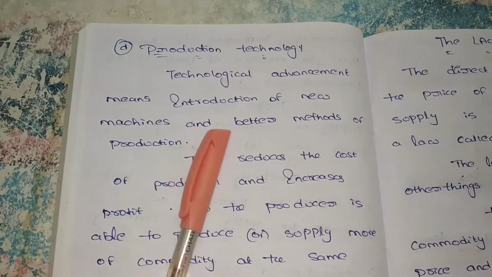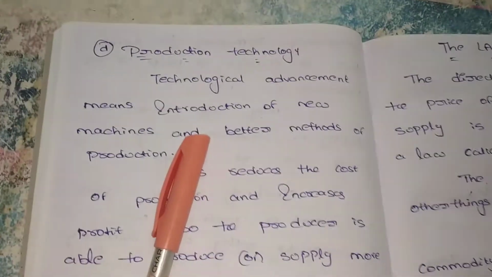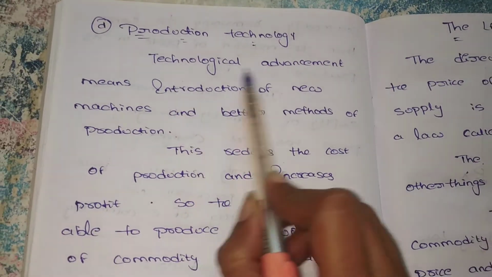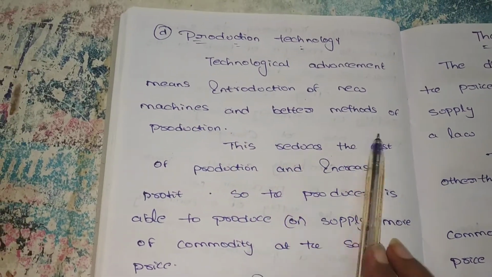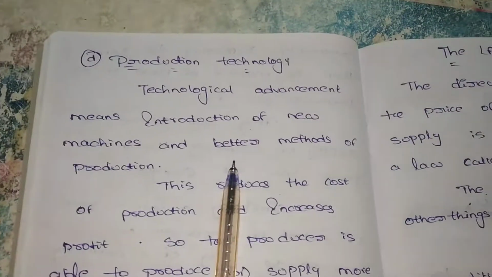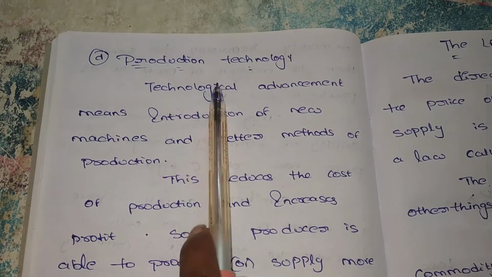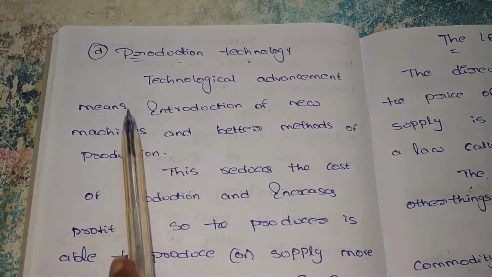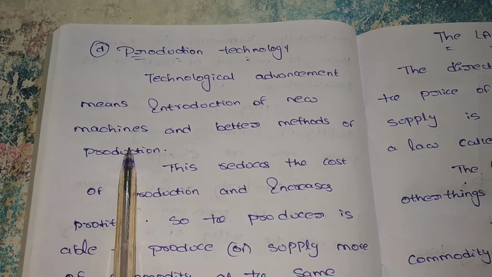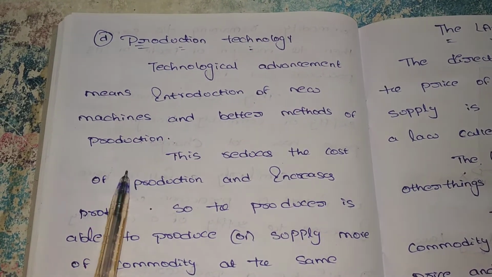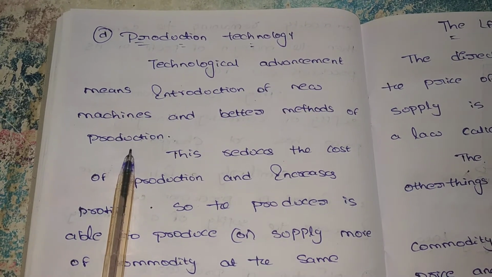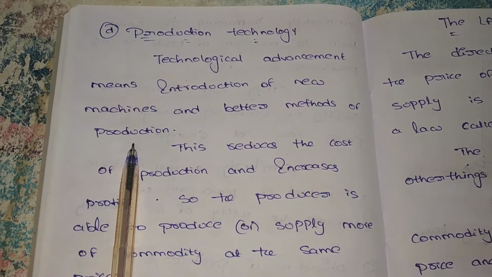Next, production technology. Technological advancement means the introduction of new machineries and better methods of production. We have to introduce new machines and better methods of production. We are inventing new methods and introducing new machineries for better production.